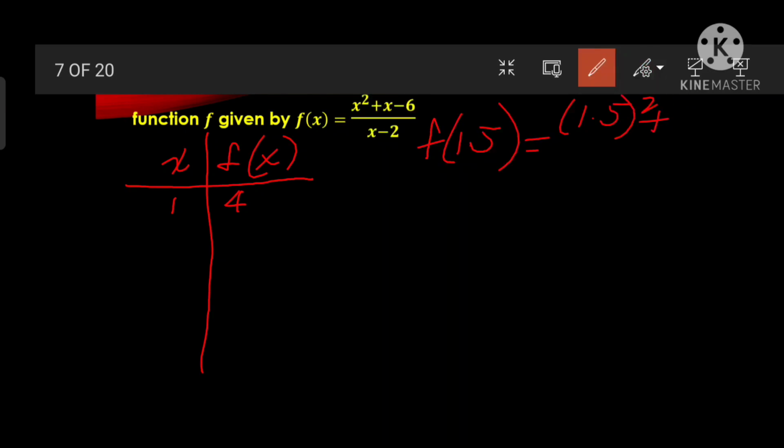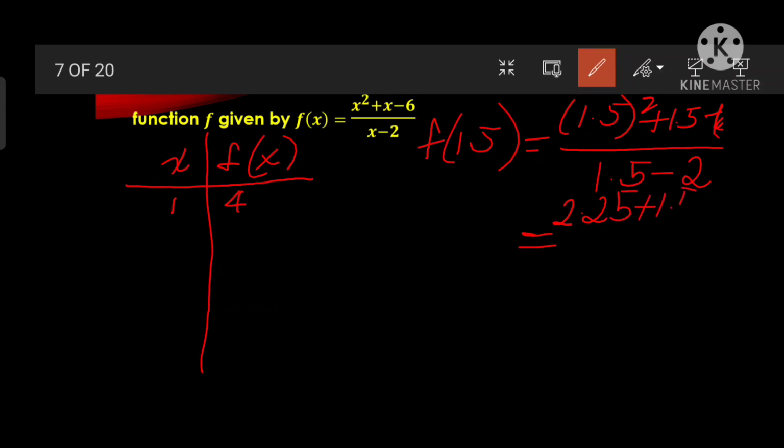So 1.5 squared plus 1.5 minus 6, all over 1.5 minus 2. Then 1.5 squared is simply equal to 2.25, plus 1.5 minus 6, and 1.5 minus 2 is simply negative 0.5.